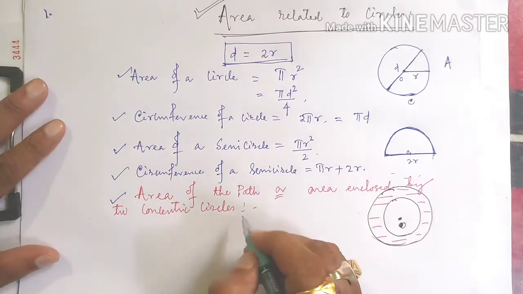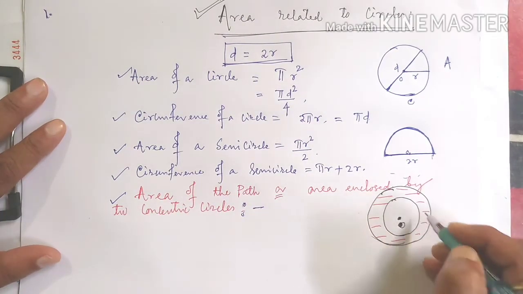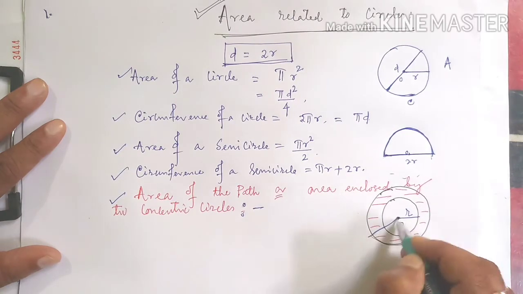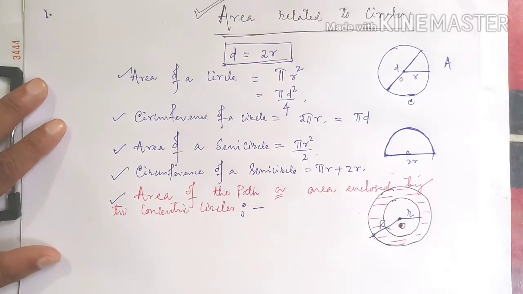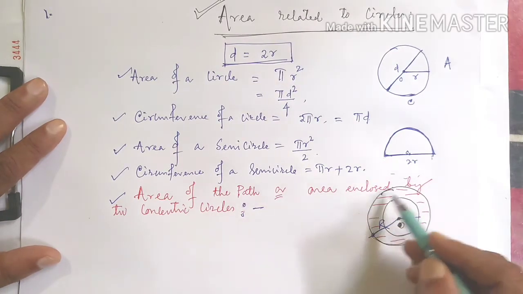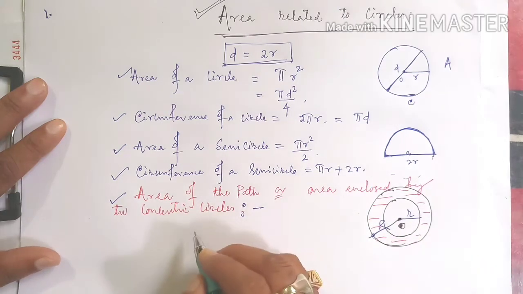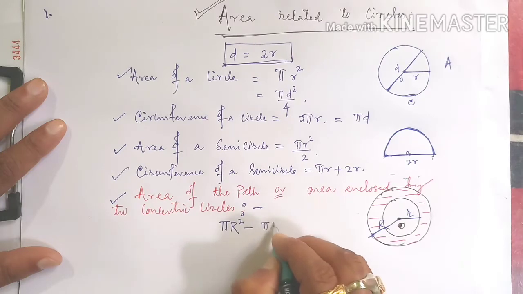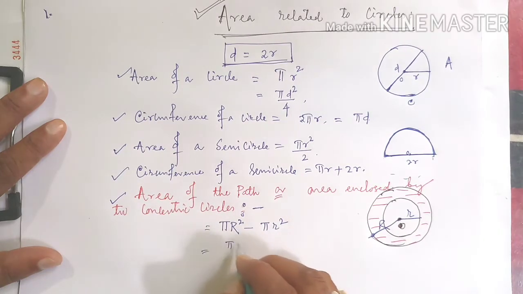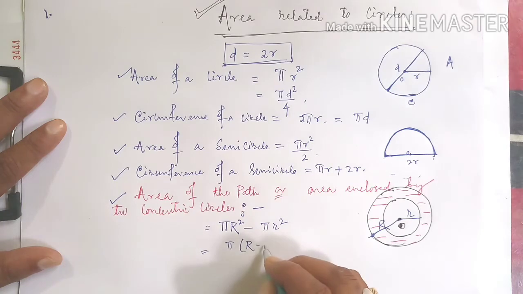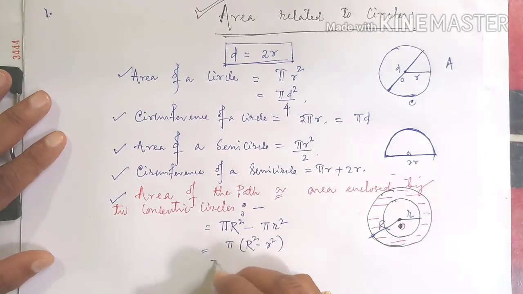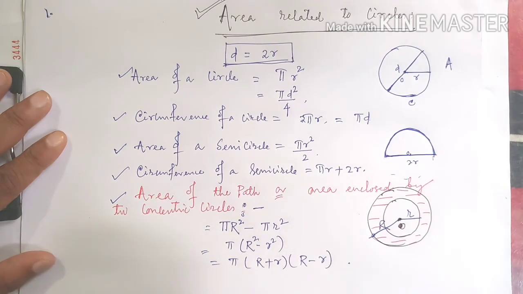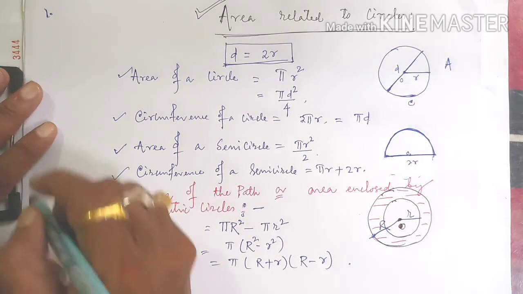Already we know, students, two concentric circles have one common center. Suppose small r is the radius of the inner circle and capital R is the radius of the outer circle. Therefore, the path area, or the area enclosed by the concentric circles, must be the area of the outer circle minus the area of the inner circle, which can be written as pi of R square minus r square. By factorization we can write pi into R plus r into R minus r. Clear?